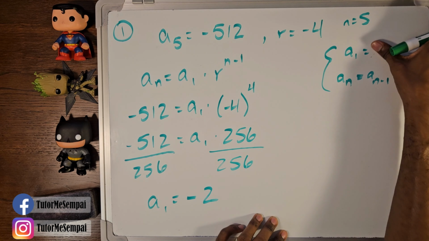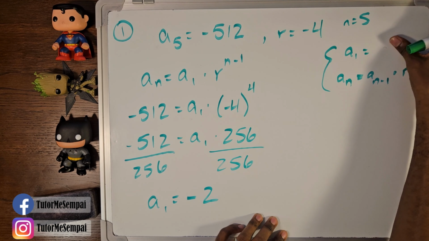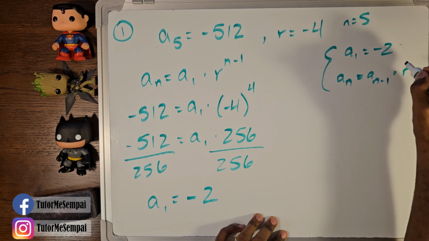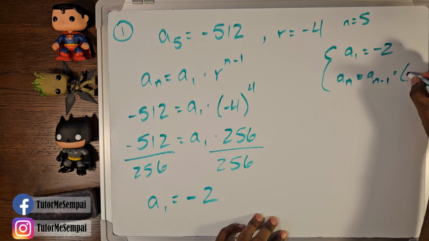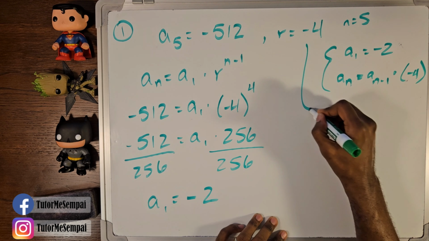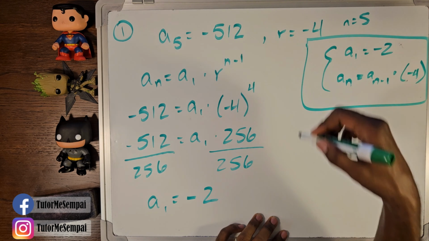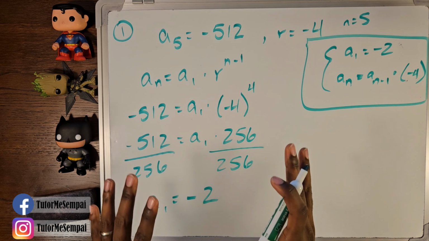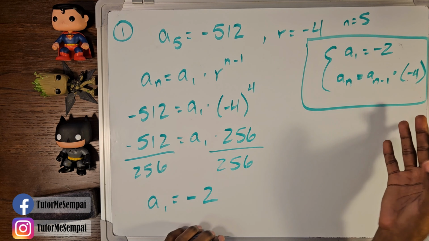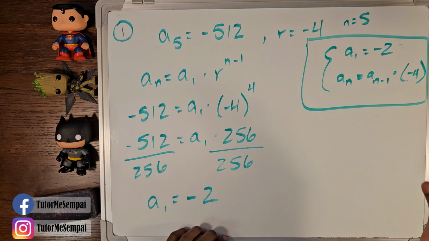We can now simply plug this in. We know what that k was, it's going to be negative 2. We also know what our r is, that's going to be negative 4. And if we did that, this is going to be our answer, our recursive formula for this geometric sequence. And you can use this to find any n in your sequence now.